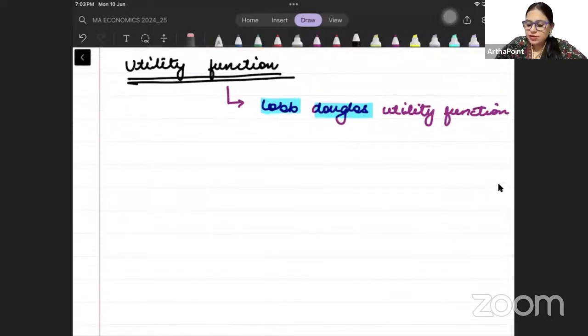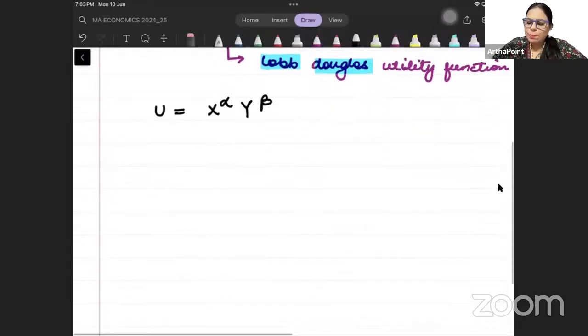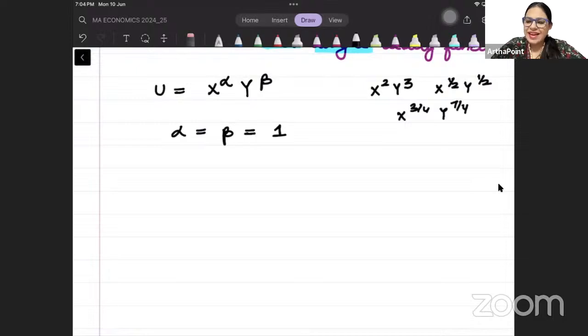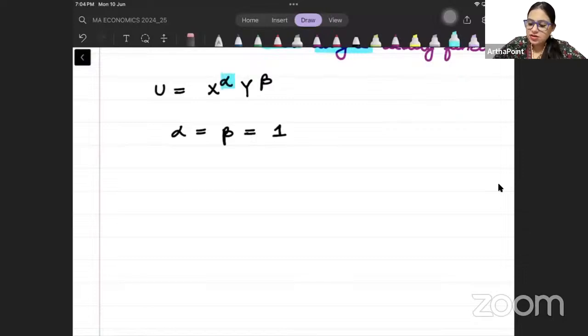This Cobb-Douglas utility function has a general form x to the power alpha, y to the power beta. To begin with, we can assume that our alpha and beta are both 1. The power need not be 1. The power can be x to the power 2, y to the power 3, x to the power half, y to the power half, x to the power 3 by 4, y to the power 7 by 4, anything. Just that for now, we are assuming that alpha is 1 and beta is 1. This is just an assumption that we are making.